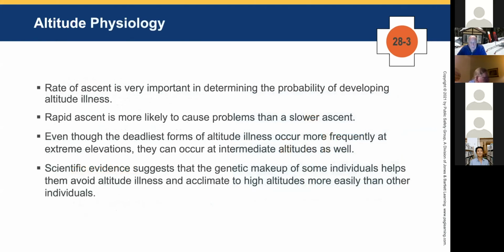Rate of ascent is very important in determining the probability of developing altitude sickness. Rapid ascent is more likely to cause problems than a slower ascent. Even though the deadliest forms of altitude sickness occur more frequently at extreme elevations, they can occur at intermediate altitudes as well. Scientific evidence suggests that the genetic makeup of some individuals helps them avoid altitude illness and acclimate to high altitudes more easily than other individuals.